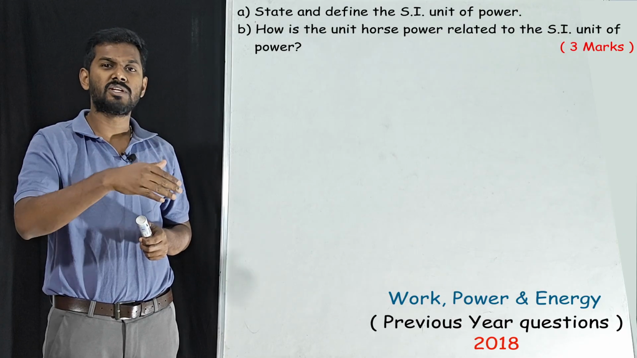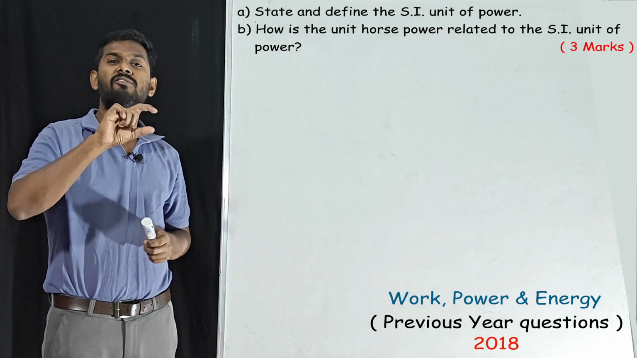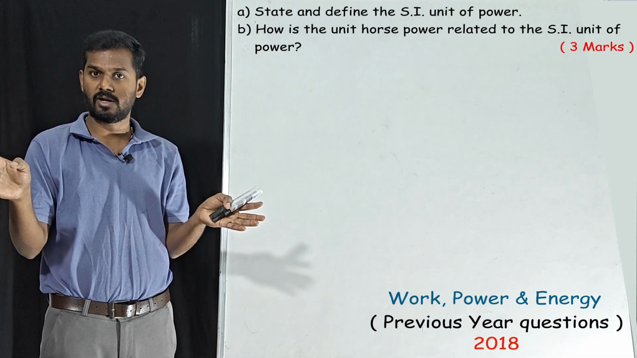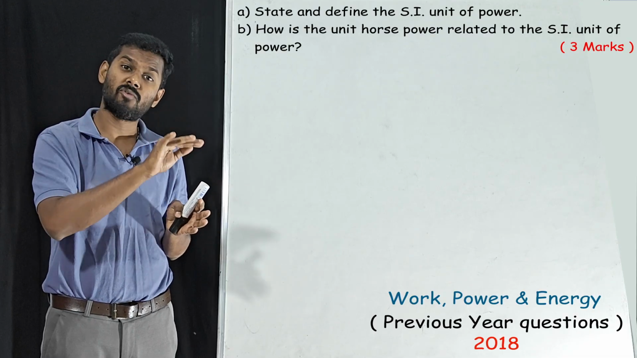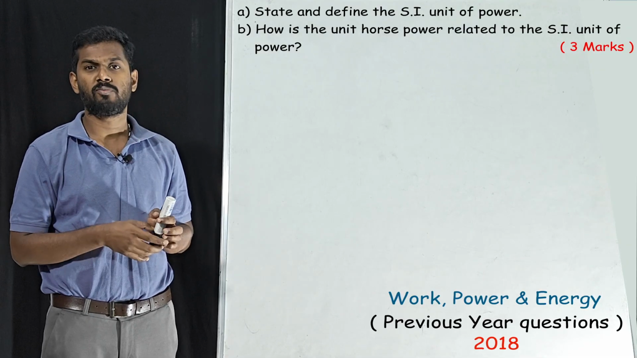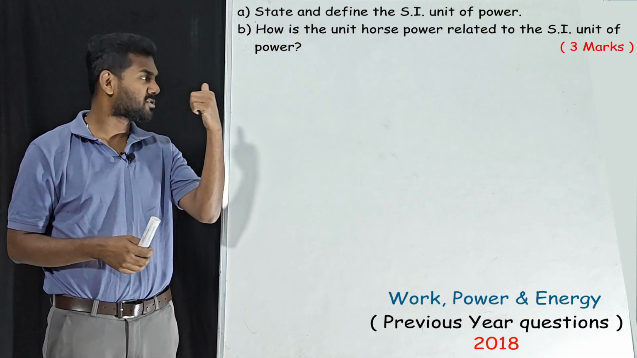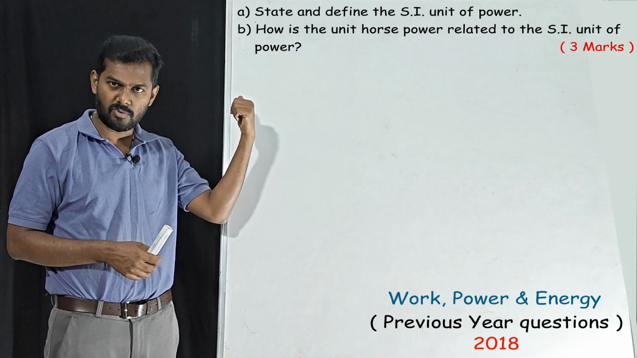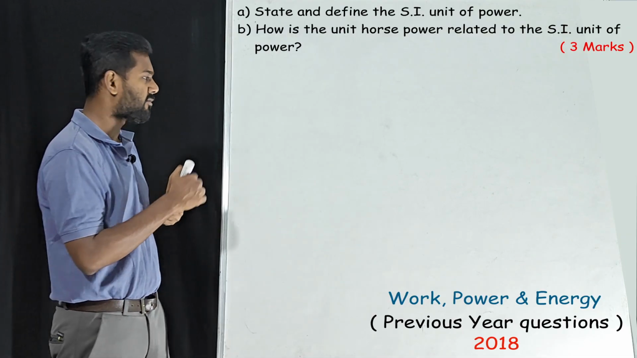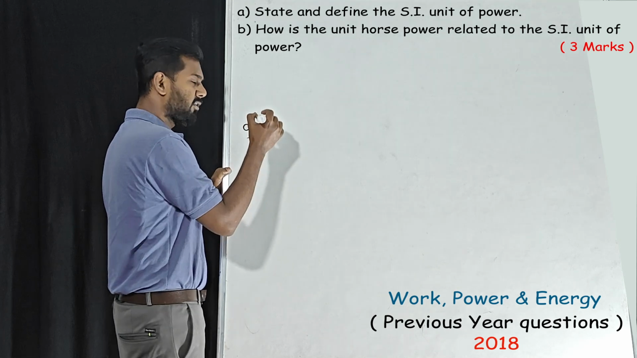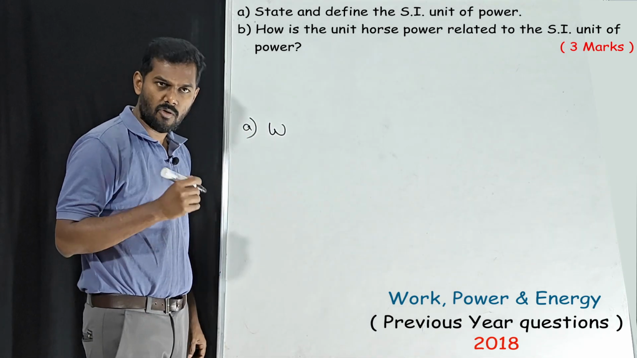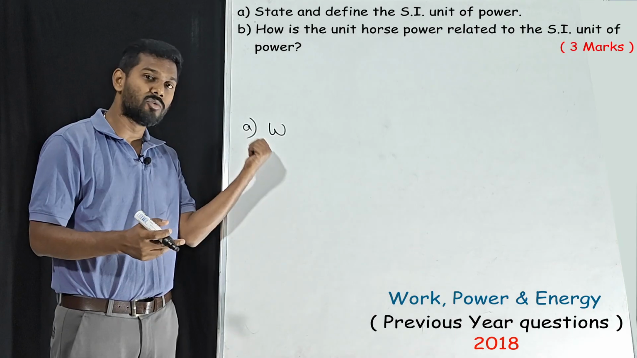So how is this question different from the normal question? Define power and state its SI unit: that is completely different. There we define power and state its SI unit. Here, state and define the SI unit of power. That means we have to state the SI unit of power and we have to define that unit. Okay, be careful. So first state, right? What is the SI unit of power? That is watt.